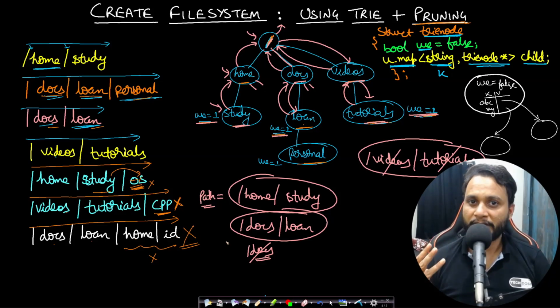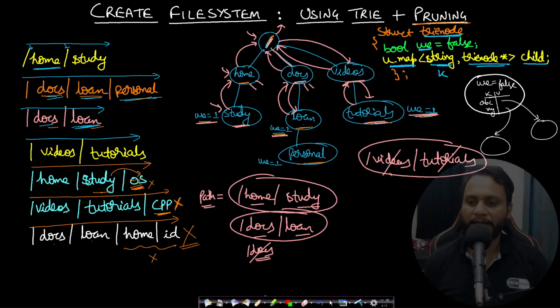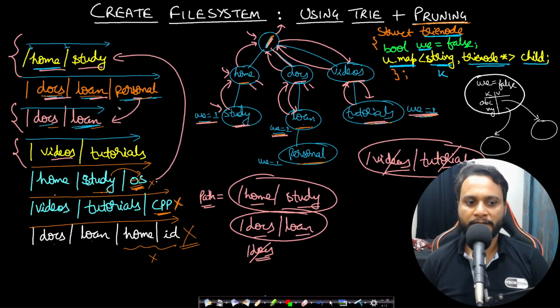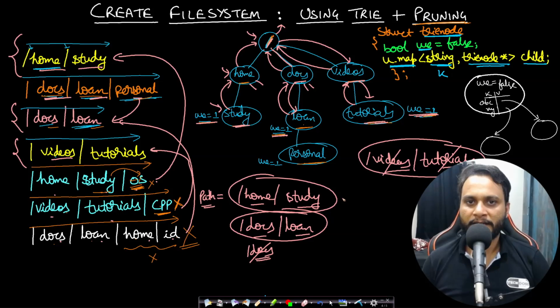So we have found 3 unique main folders, which are home/study, docs/loan, and videos/tutorials. You can see that we have created home/study, docs/loan, and video/tutorials. All the rest of them, like docs/loan/personal, is inside this docs/loan; home/study/OS is inside the study folder. Now video/tutorials/CPP is inside the tutorials folder. Docs/loan/home/ID is inside the loan folder, right? So there are 3 main folders and that is why we got 3 answers. I hope you were able to understand this trie and pruning approach.